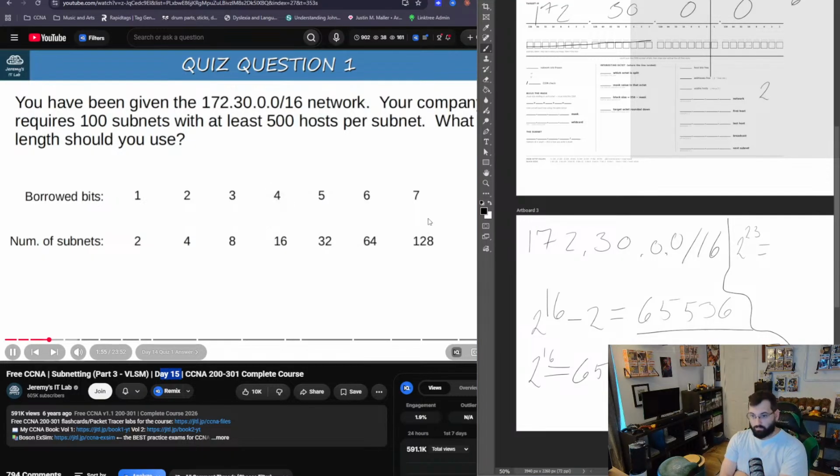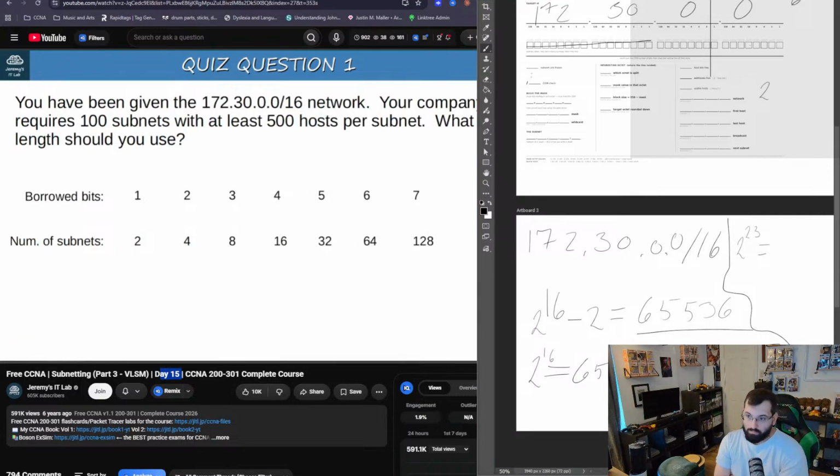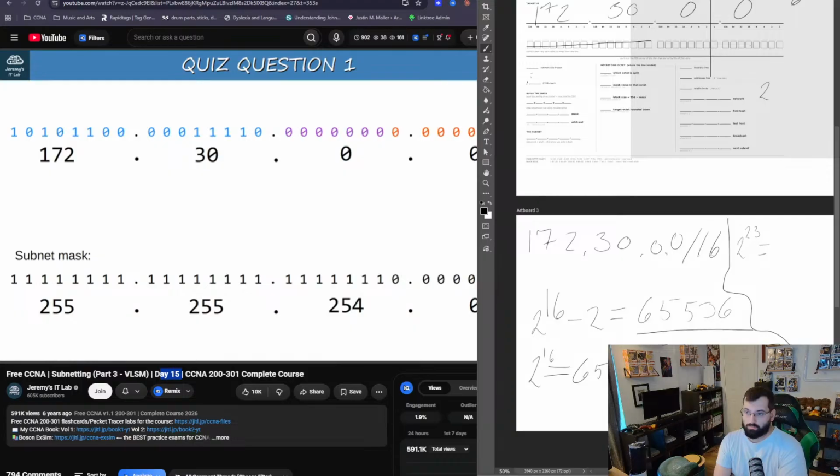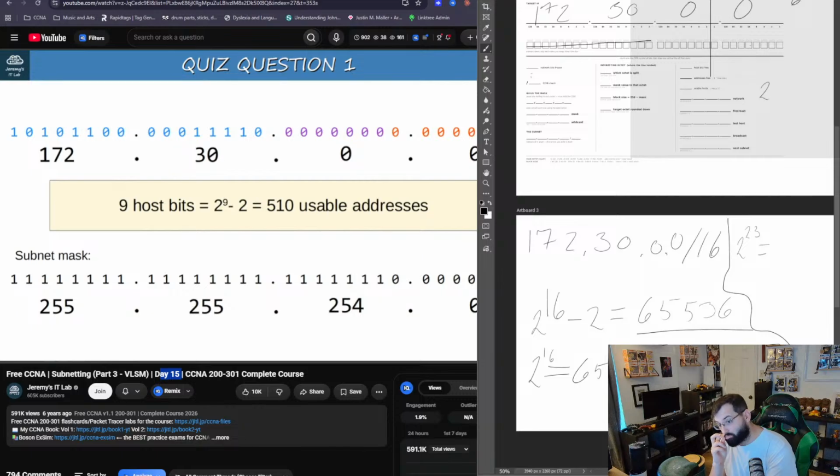Does that leave enough host bits for at least 500 hosts? Let's check. So, borrowing 7 bits means we will use a /23 prefix length, which leaves 9 host bits. Once more, the red bits are the host bits. 9 host bits allows 510 usable addresses, which is enough for the 500 we need. So, that's the answer to question 1. The prefix length will be /23.